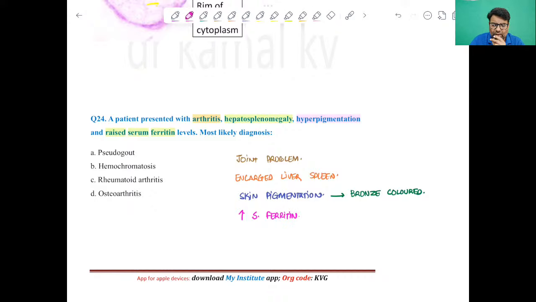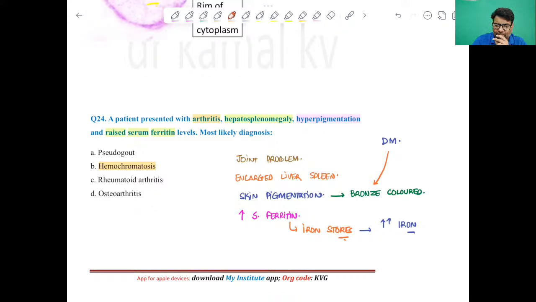Now what is serum ferritin? Serum ferritin is iron stores. So if the iron stores are more, it means there is increased iron in the body. Clear? Yes, Varsha, absolutely right. So this is a classical picture of hemochromatosis. So here the patient will have one more thing, that is diabetes mellitus. So this condition is also known as bronze diabetes, right?